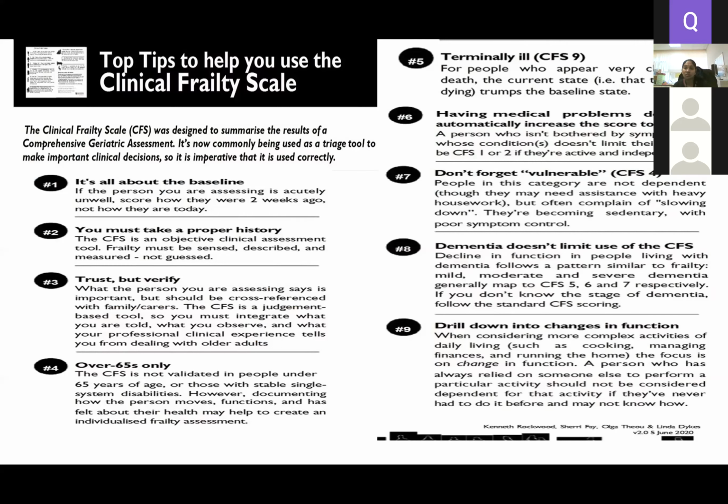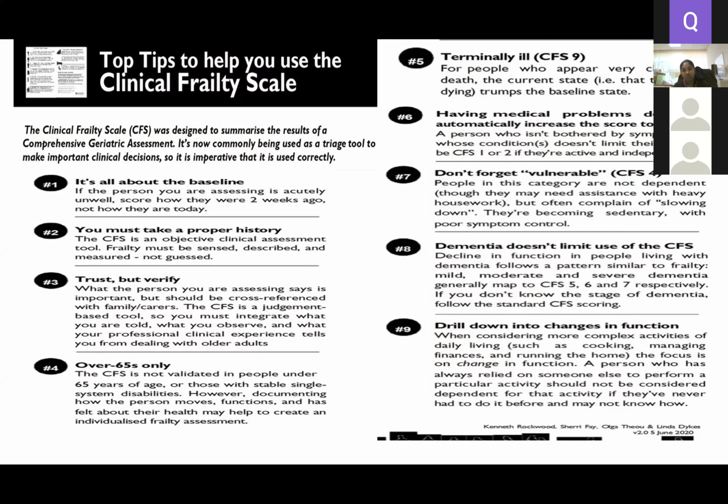Point number 5 is those who are terminally ill. So we try not to forget that. Those who are terminally ill may appear well on the outside, but underlyingly they may have a terminal cancer or something. So we need to consider this group of people as well. Point 6 is having a medical problem does not automatically increase the score to CFS 3. So meaning you may have somebody with hypertension and diabetes, but they can go for a jog, maybe a 5 km jog every day. See, some of them are really well, despite having one or two diseases with them.